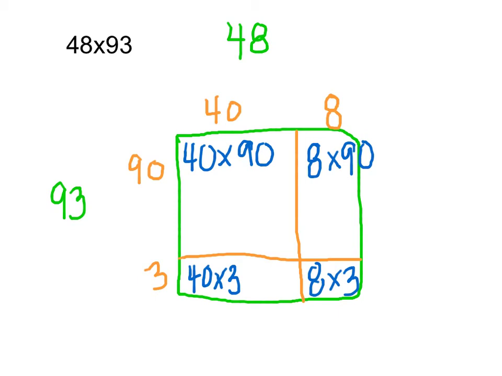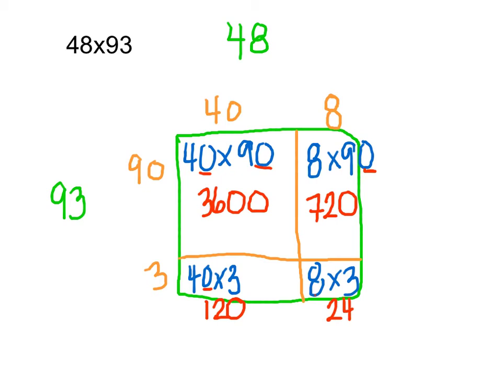So I know that 4 times 9 is going to be 36, and there's 2 zeros on the end, so I'm going to add that. The next one I have 8 times 90, which is going to be 72 with a 0 on the end from the 90. Down below I have 40 times 3, and I know 4 times 3 is going to be 12, and I'm going to add that 0 onto the end to be 120. Then I have 8 times 3, which is going to be 24. Now I'm going to take all of my answers in red and add them up to get the total amount.